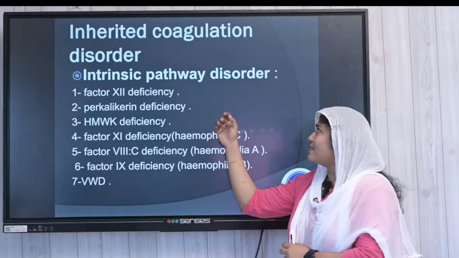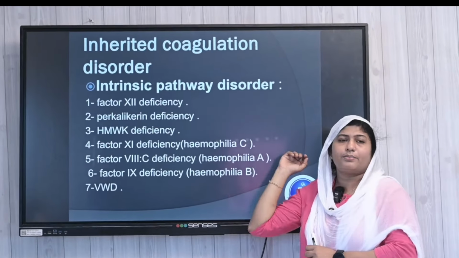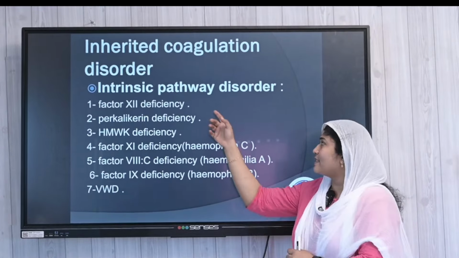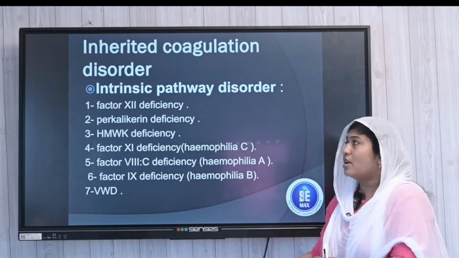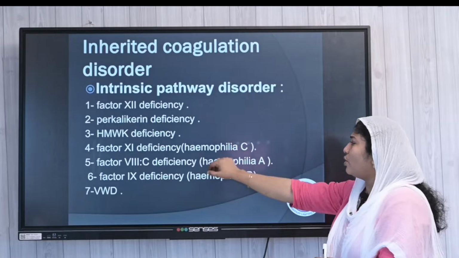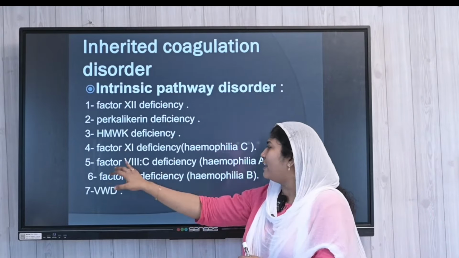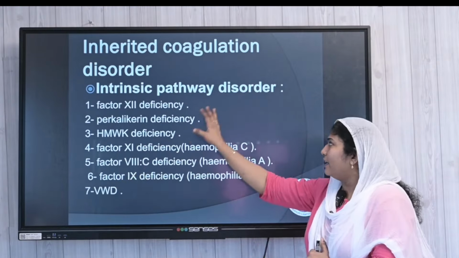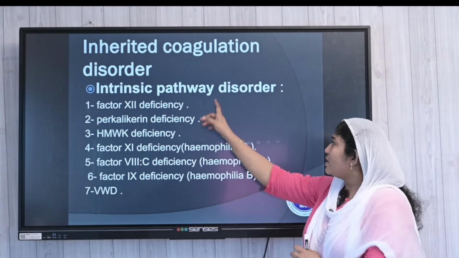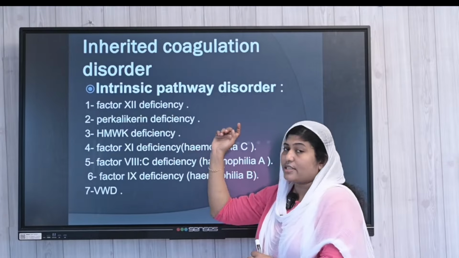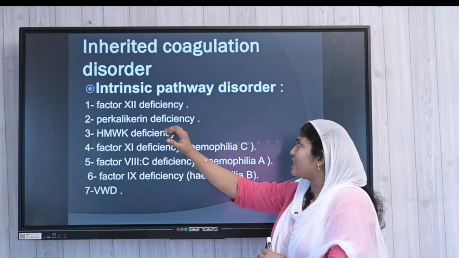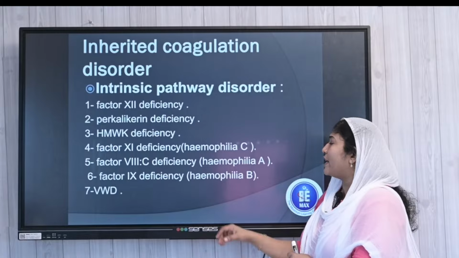So let's discuss the intrinsic pathway disorders. I already told you that the intrinsic pathway contains the Hageman factor, factor number 12, and factors number 11, 8; they all come under the category of the intrinsic mechanism. So here factor number 12 deficiency, or Hageman factor deficiency, will cause a coagulation problem for the patient.